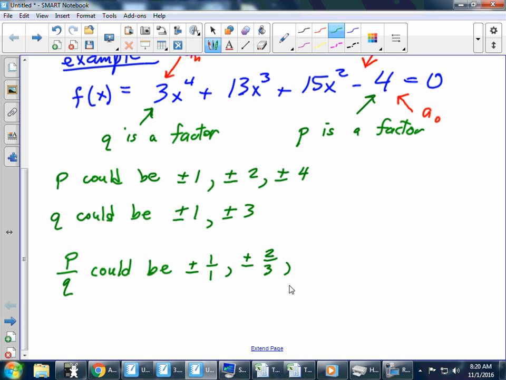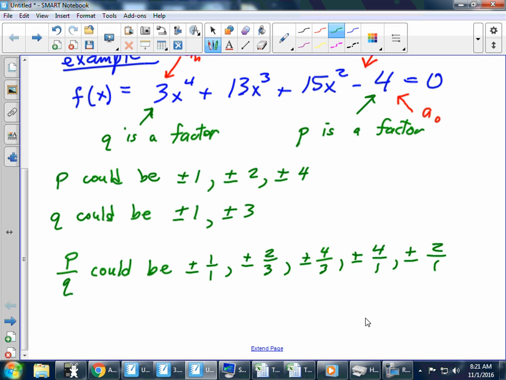What else? Plus or minus 4 over 3. Plus or minus, somebody other than Cameron. Let's get involved. AJ, give me one. Yes, plus or minus 4 over 1. Plus or minus, John, you had one? 2 over 1, there you go.